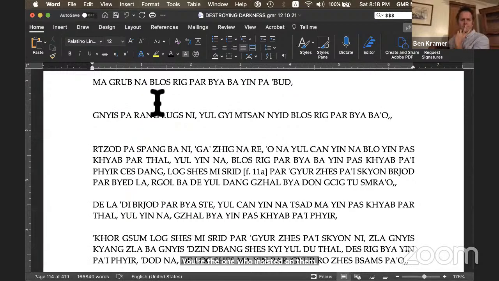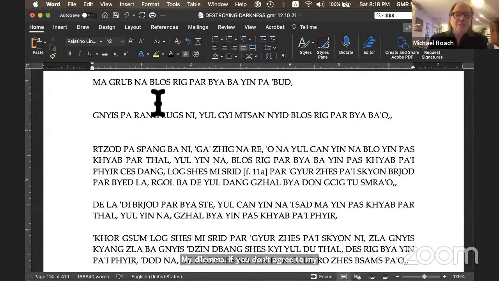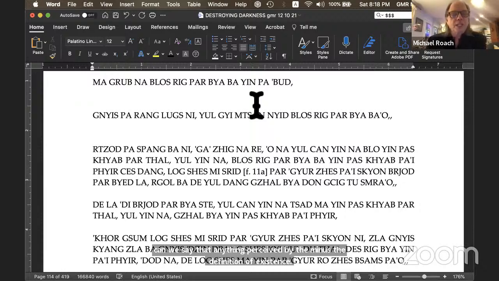If you don't agree to my logic above, then the fact that the two moons is perceived by the mind is canceled. Are the two moons perceived by the mind? Yes. So can we say that anything perceived by the mind is the definition of existence? No, you can't, because two moons don't exist. It's just one. Okay. All right.